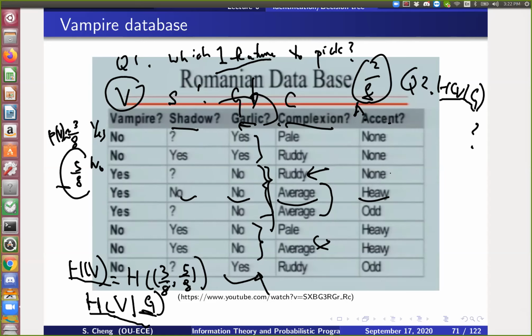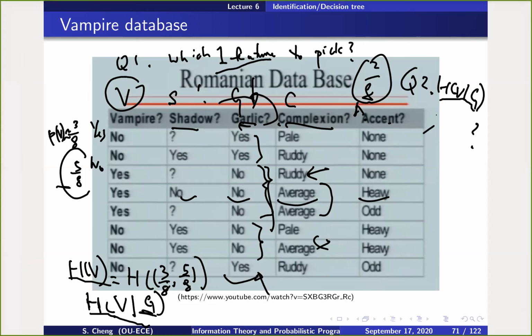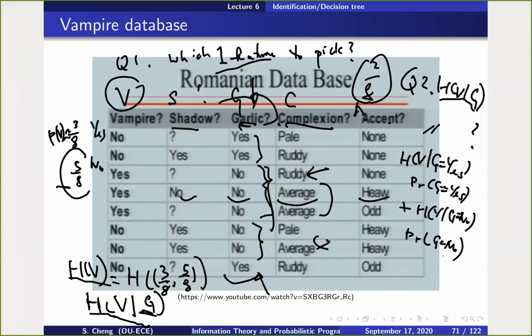I don't think it should take so much time, but remember, you want to separate this H(V given G) into H(V given G equal to yes) times the probability G equal to yes, plus H(V given G equal to no) times the probability G equal to no. Of course, all these probabilities are approximated from this data set here.